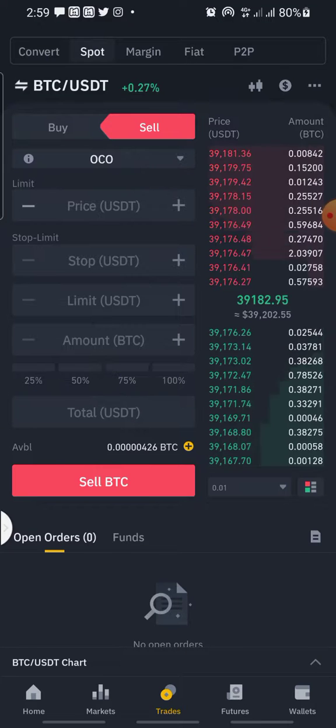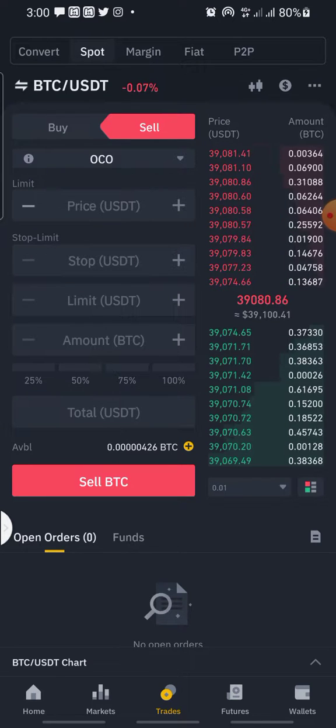But in OCO, you can use it to set your take profit, and you can also use it to set your stop loss. But in stop limits, you cannot use it to set take profit. You can only use it to set stop loss, then be watching the market. Anytime the market gets to that particular point you desire, then you can sell. But in OCO, you can set your take profit and also set your stop limit. That is the difference. So OCO means making use of 2 orders.